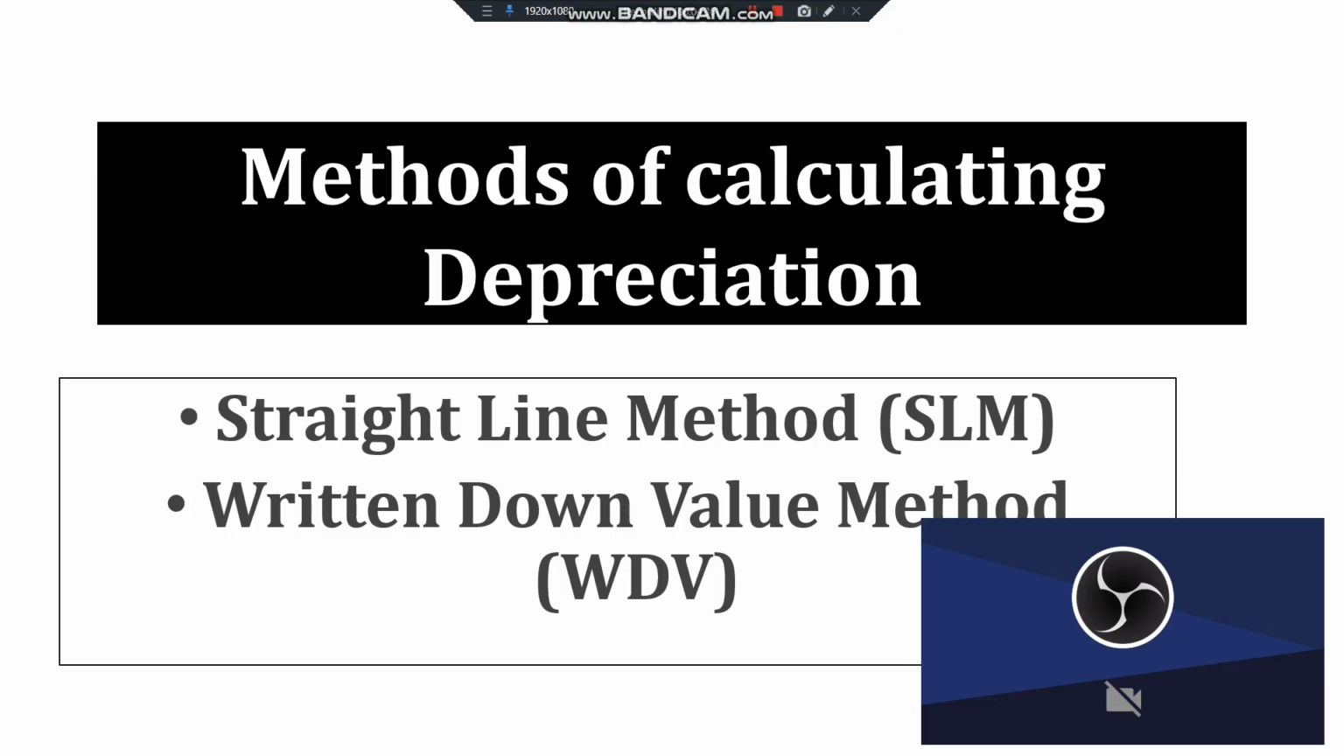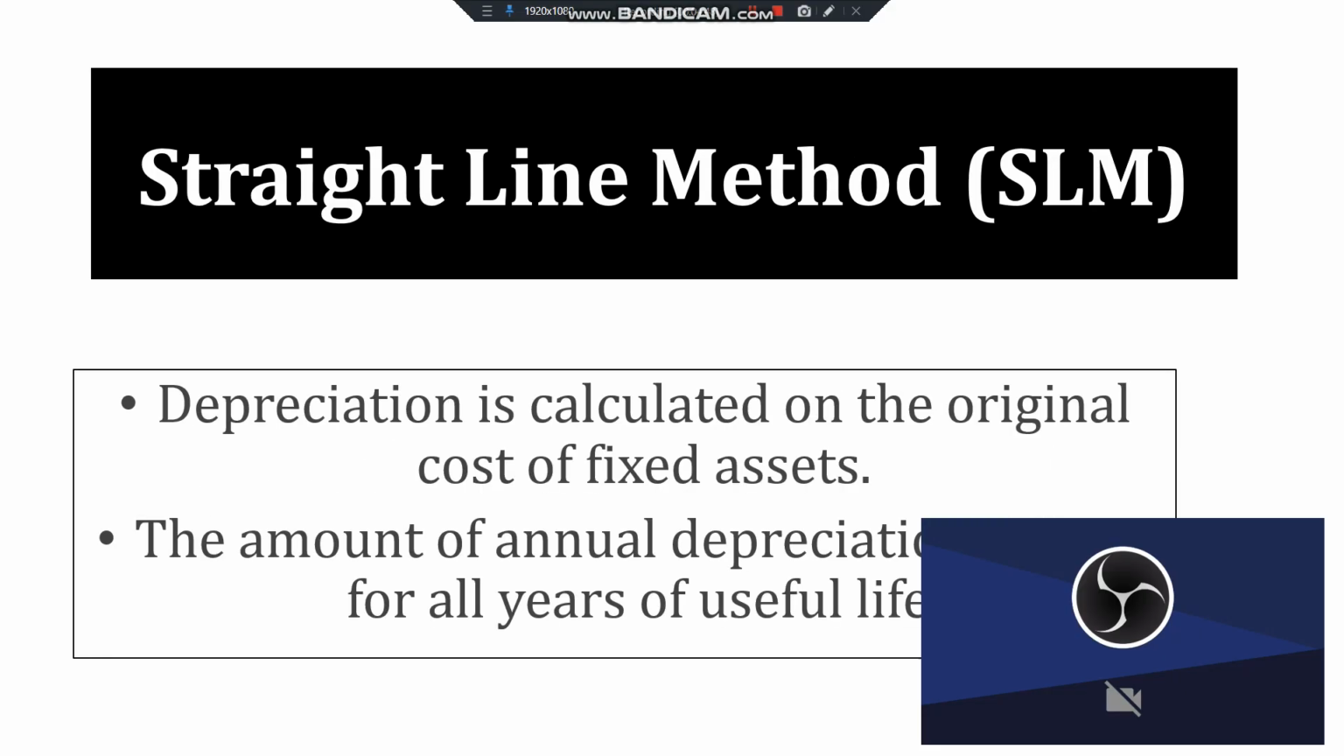So these are the two major methods by which we can calculate depreciation, and each has its own advantages as well as disadvantages, which we'll be discussing now. So, straight line method, what is the straight line method? The word itself says it is a straight approach to the method. The depreciation is calculated on the original cost of the fixed asset. In the first year, the depreciation is calculated only on the original cost of the fixed asset.